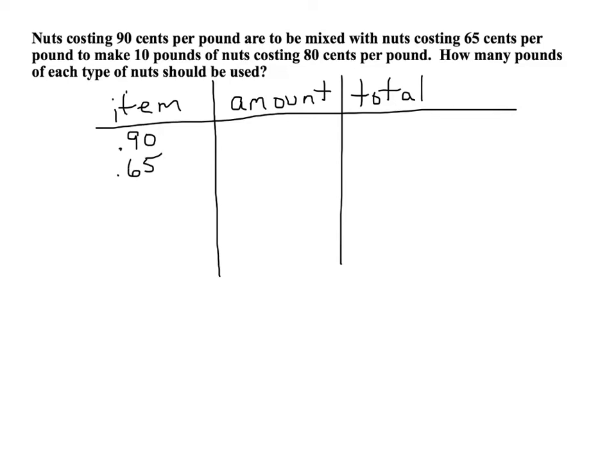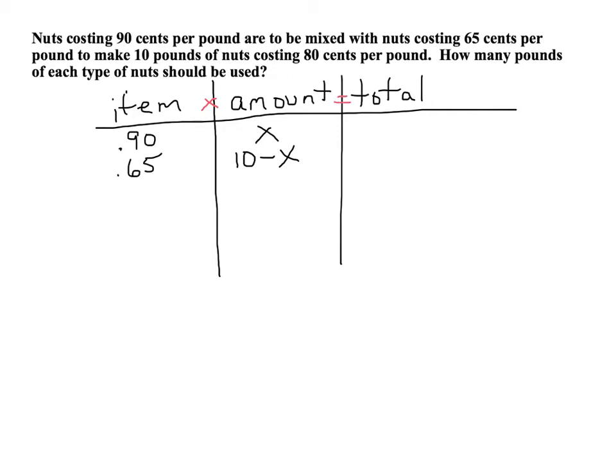I don't know how much of the 90-cent item I have, how many pounds of that, so I'm going to say that is X. And I also don't know how many pounds of the 65-cent nuts I have. But I know since I need a total of 10 pounds that it must be 10 subtract X. Once again, I would say this is the most important part of these mixture problems, is coming up with that quantity, the second part. The nice thing about all this is that now I know that if I take the item multiplied by the amount, I'm always going to get the total.